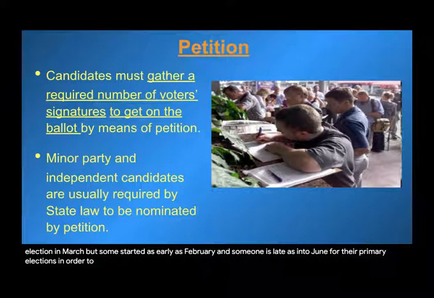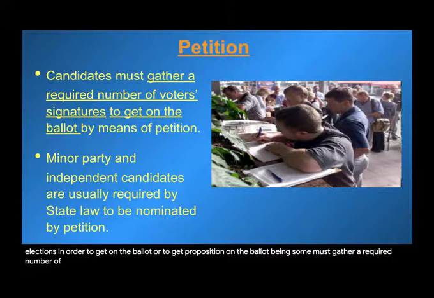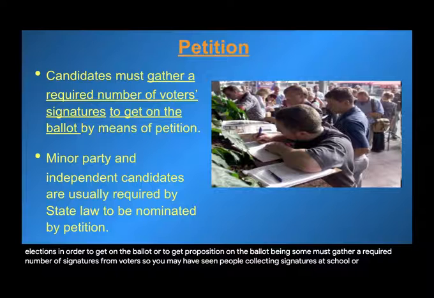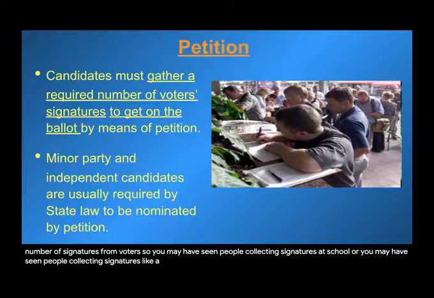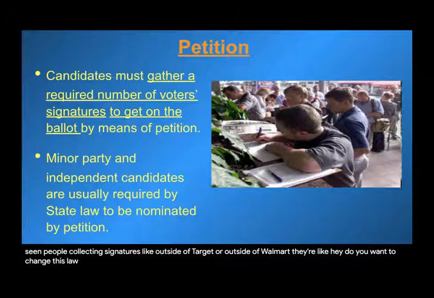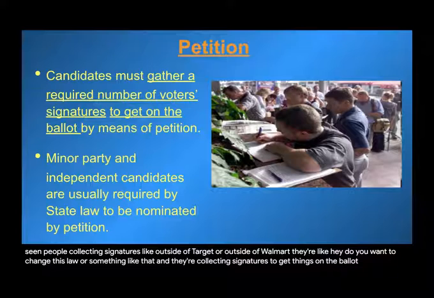In order to get on the ballot, or to get a proposition on the ballot, things must gather a required number of signatures from voters. So you may have seen people collecting signatures at school, or outside of Target or outside of Walmart. They're like, hey, do you want to change this law or something like that? And they're collecting signatures to get things on the ballot.